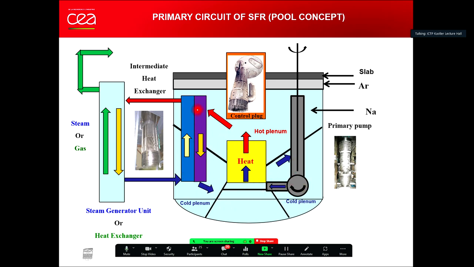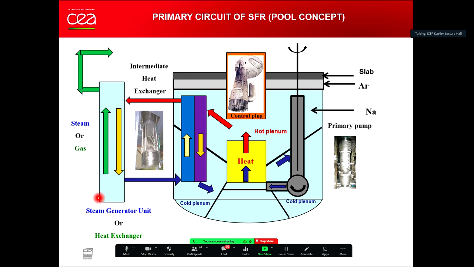Here you have the intermediate heat exchanger. Below the core, in yellow, you have what we call the diagrid, a structure where you can install the fuel assemblies in a honeycomb structure. And below you have what we call the strongback, which is an element to stabilize this very important part of the reactor. You have on the right side the pump, and on the left side the intermediate heat exchanger, and then you have the energy conversion system here.